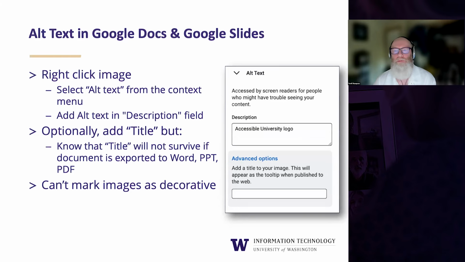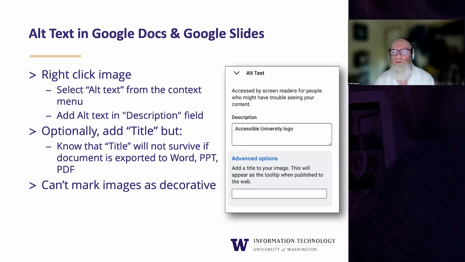In Google, it's pretty much the same process. You right-click on an image and then there's an option to select alt text from the context menu. The dialog that appears is a little different. There's the description field for adding your alt text. There's also a title field that appears under advanced options, and it may be collapsed by default. If you expand that, then you get a title field.